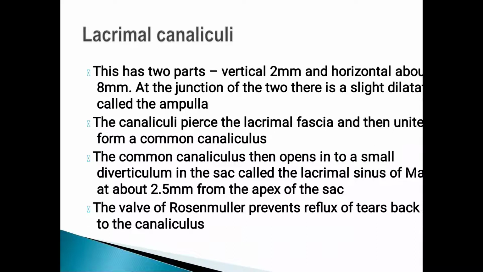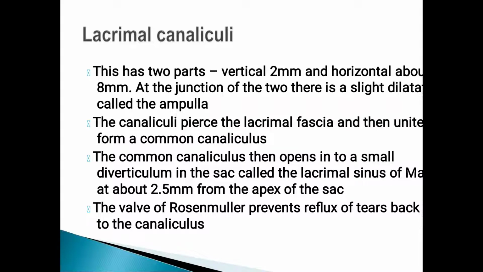From the puncta, the lacrimal canaliculi start. It has two parts: the vertical part that is around 2 millimeter in length, and the horizontal part that is around 8 millimeter in length. At the junction of these two, there is a slight dilatation called the ampulla. Then the lacrimal canaliculi pierce the lacrimal fascia and unite to form a common canaliculus.